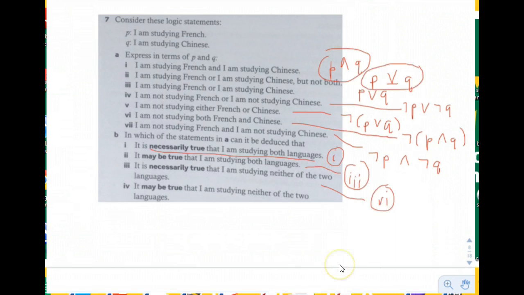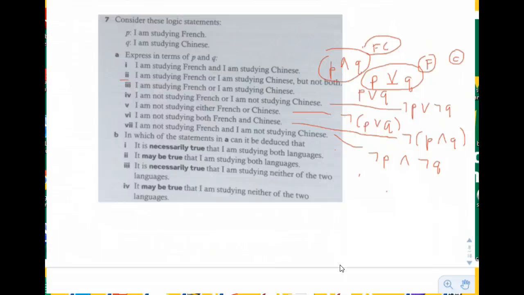Now we're going to get asked several questions about which one of these statements makes these true. And so I'm going to write down all the possibilities here. For example, I am studying French and I am studying Chinese. That means that you are studying both French and Chinese, and that's all there is to it. There's no other possibilities. What about number 2? I am studying French or I am studying Chinese, but not both. So there's the case that it's French only, or the case that it's Chinese only. But there's no other possibilities. There's no French and Chinese both, and there's not no French, no Chinese.